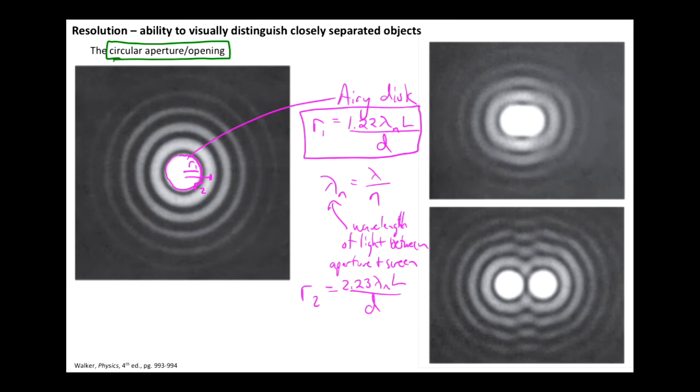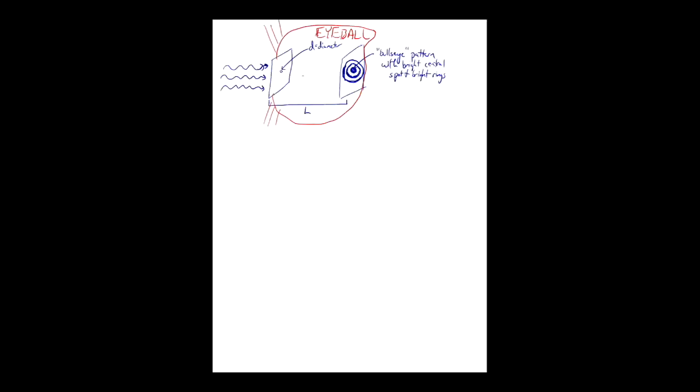Got the idea? Okay, this one has a fancy name. It is known as the Rayleigh criterion.